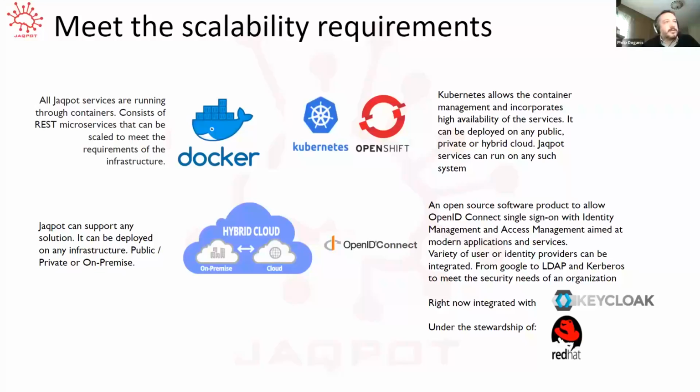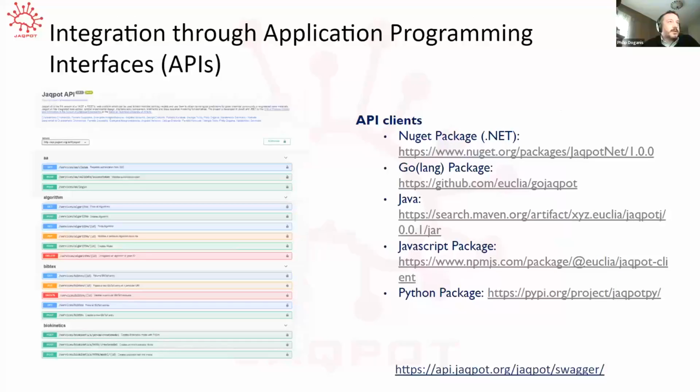On top of that, there are the layers of Kubernetes and OpenShift that allow container management and incorporate high availability of the services. The integration can happen in a private cloud or a public cloud. And here we see that this integration can be done through APIs, application programming interfaces, which allow machine-to-machine communication and integration. We have API clients for .NET, Golang, Java, JavaScript, and Python.